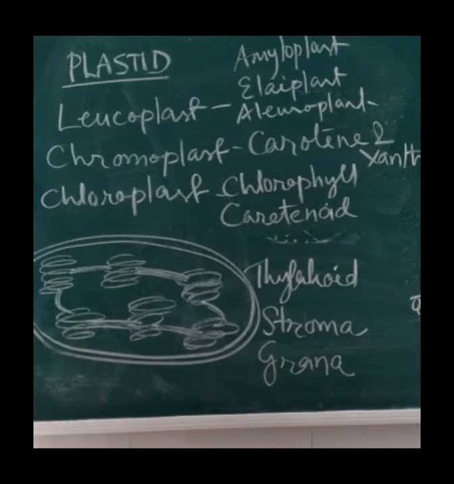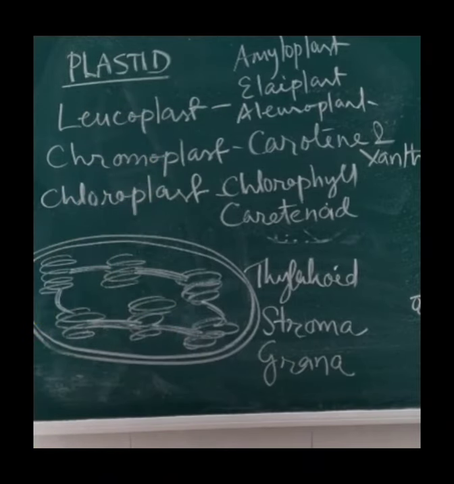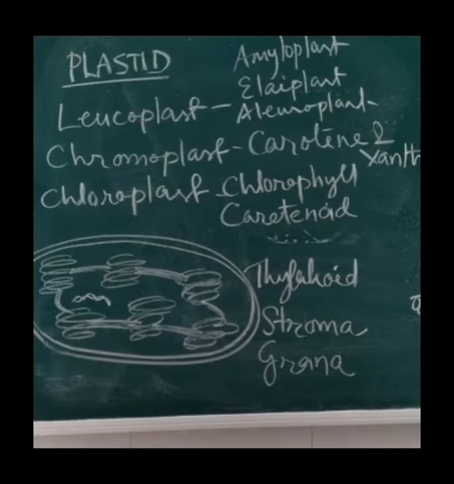Students, today we will discuss the cell organelle, that is plastid. Plastids are semi-autonomous organelles that have a double membrane envelope. Plastids have their own genetic material, that is DNA, like mitochondria. Due to their large size, they are easily seen under the microscope. Plastids are especially found in plant cells.